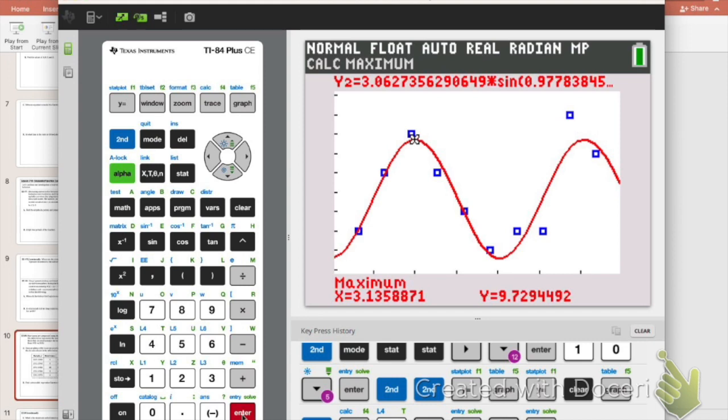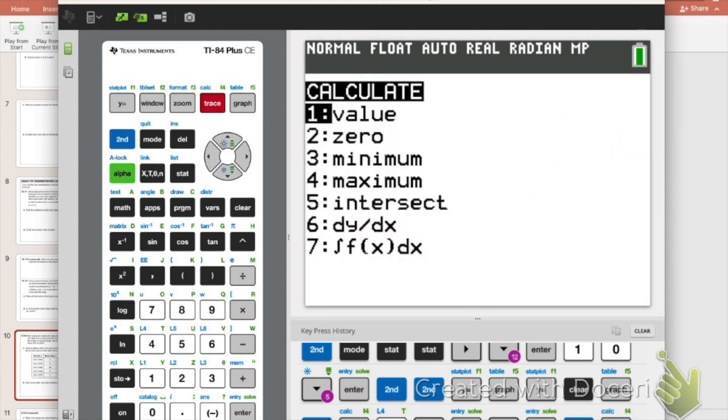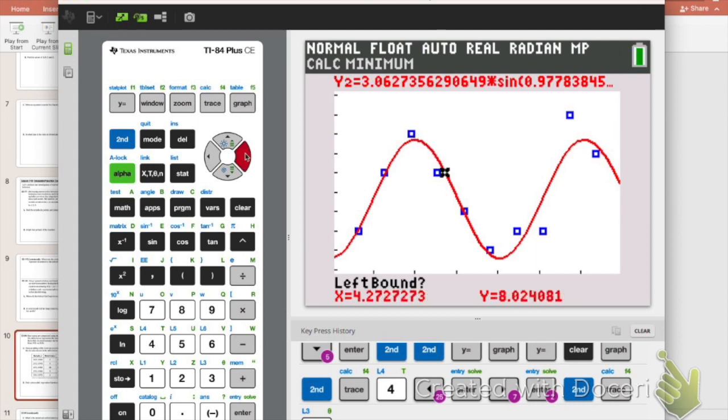This is at about our max height is 9.7. So about 10 storms. Again, we can round because we're estimating. And then my minimum, again, we're looking for the y value. Enter. It is about 3.6, so about 4 storms.